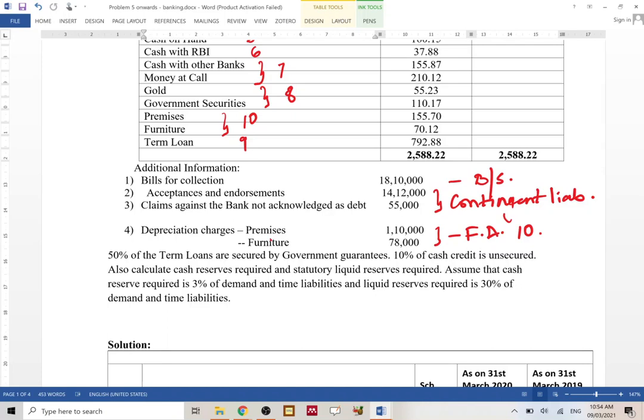Okay. So in this case also you have been told that you need to maintain a cash reserve ratio of 3% and liquid reserve ratio of 30%. These are percentages given by the problem itself. Alright. So again, we will accordingly see how these reserves are also calculated and maintained on all of these balances.